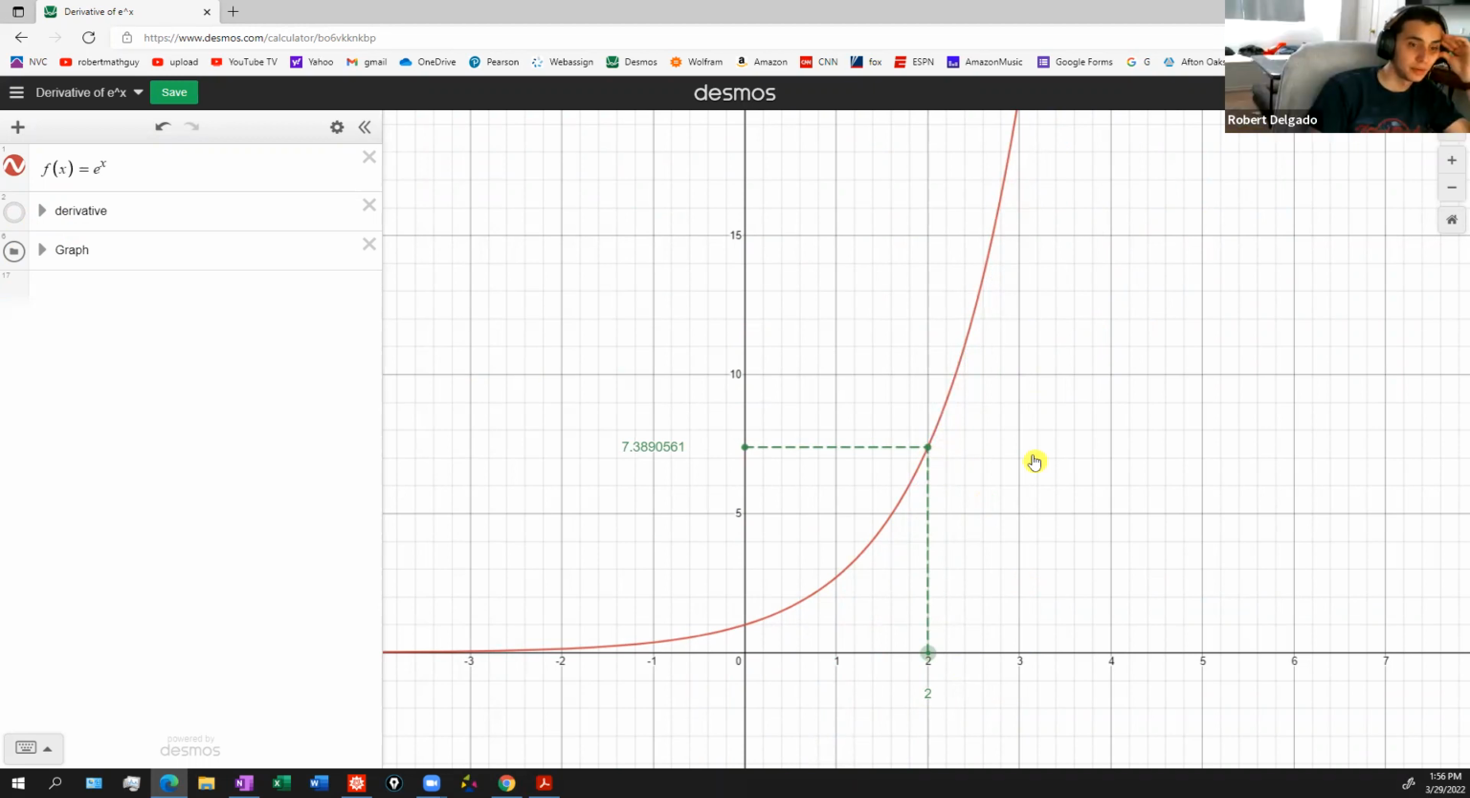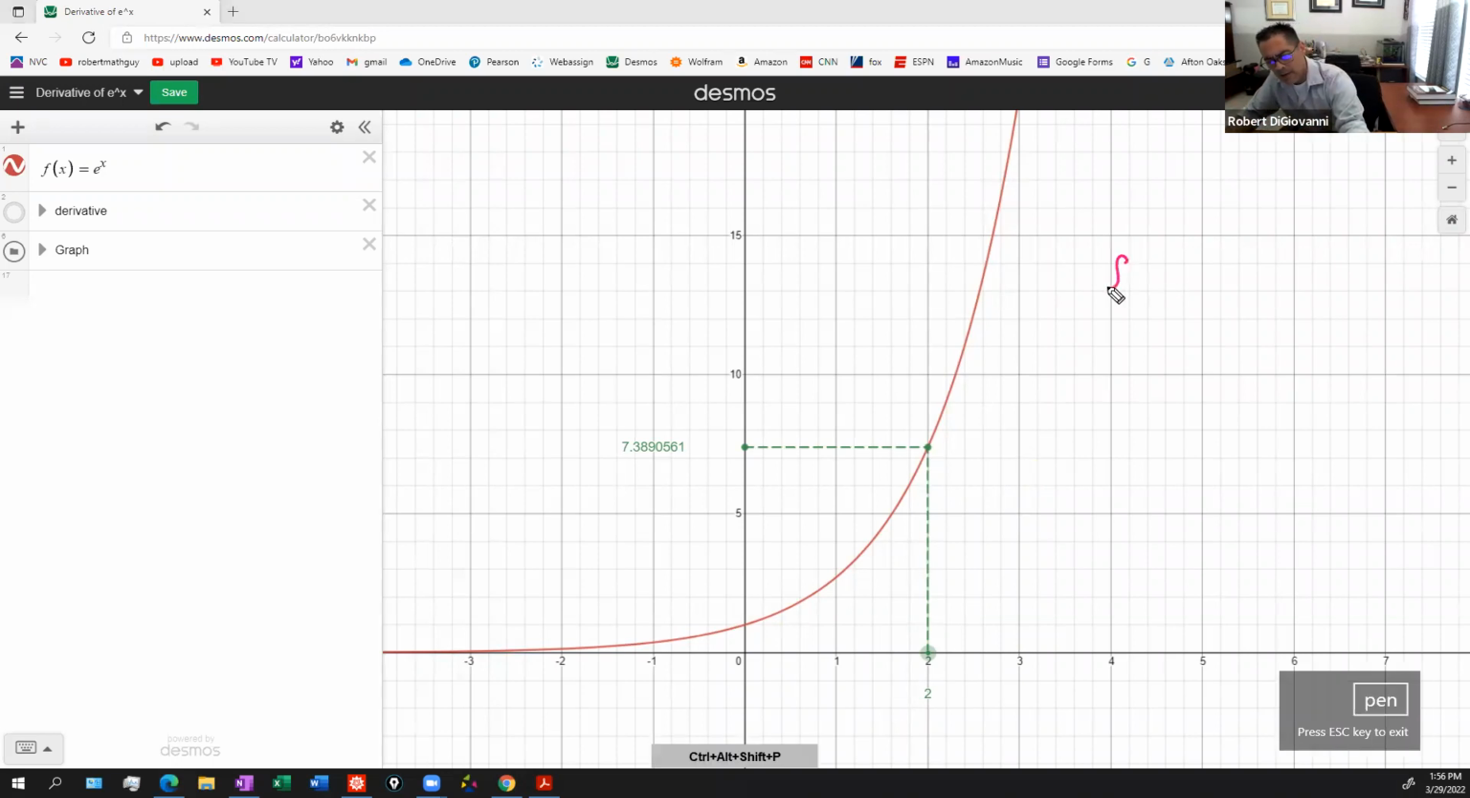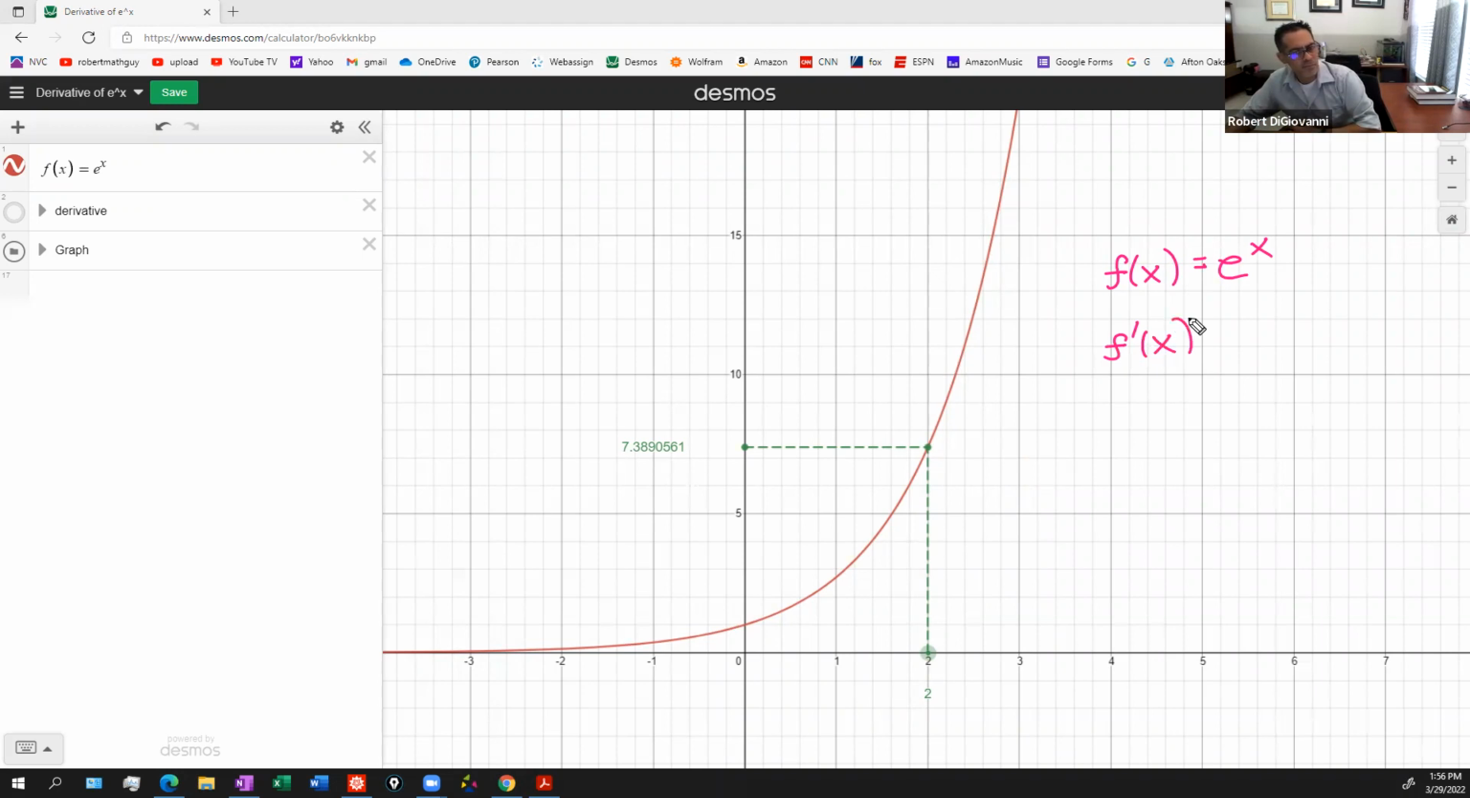7.38, whatever. Exactly. All you're going to do is take 2 and plug it into the original function because, wait, what does that mean? What does that mean about the derivative? If this is the original function e to the x, then the derivative of it should then be what? X times e. No, the natural log of x.